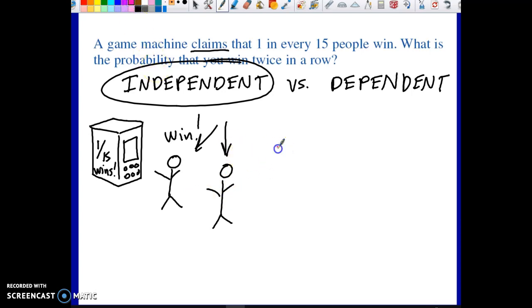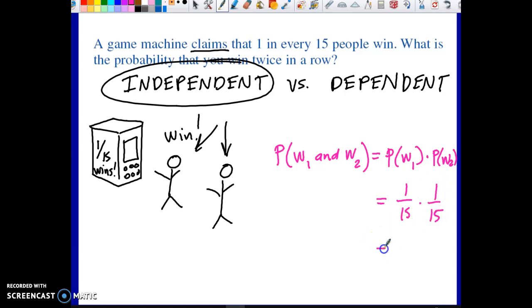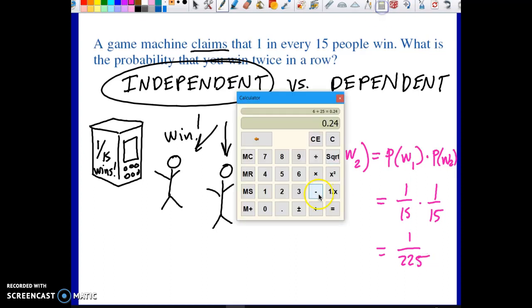So to find the probability that you win once and win twice is equal to the probability that you win once multiplied by the probability that you win the second time, which in this case is 1 out of 15 times 1 out of 15, if the odds are right. So it's 1 out of 225, not a good chance. 1 out of 225 is a very small number. It's 0.00444. It ends up being just under 0.4%. That's bad chances, 0.4%.